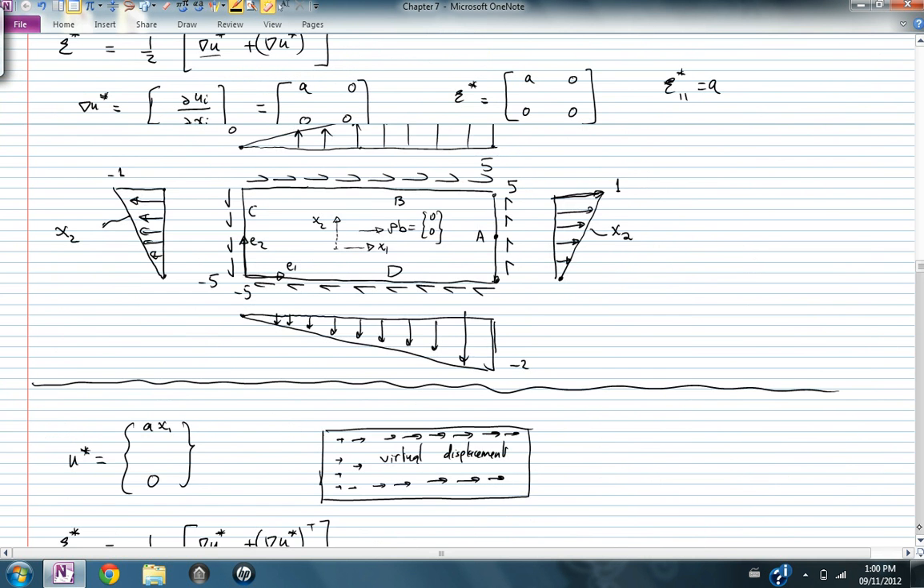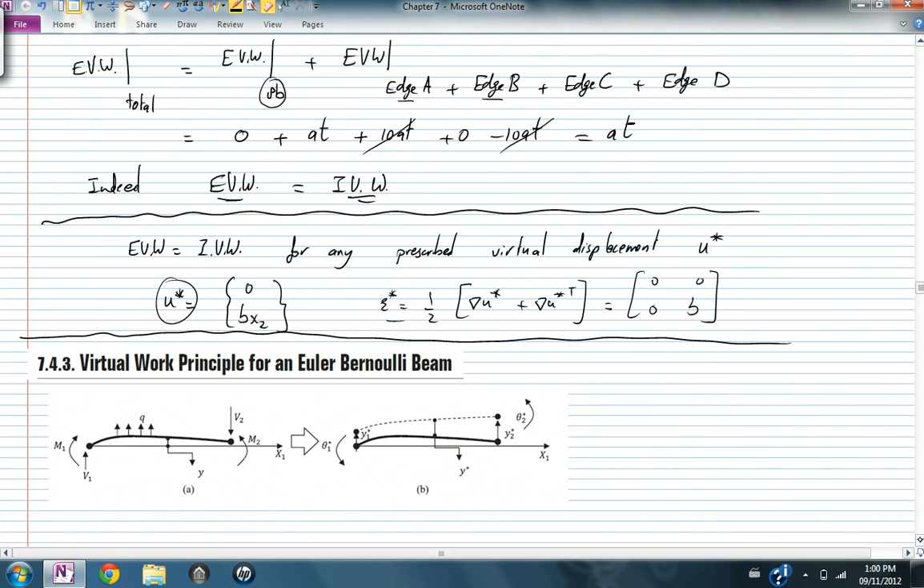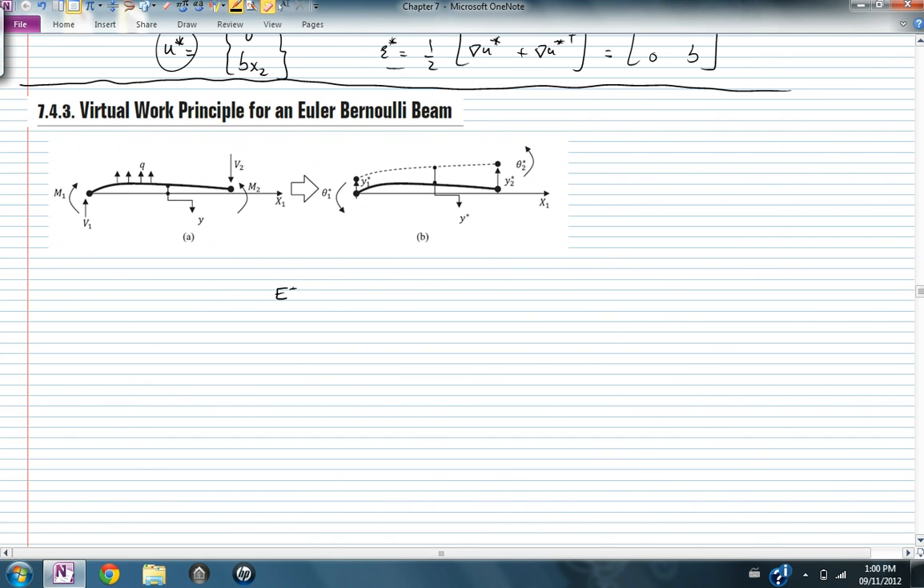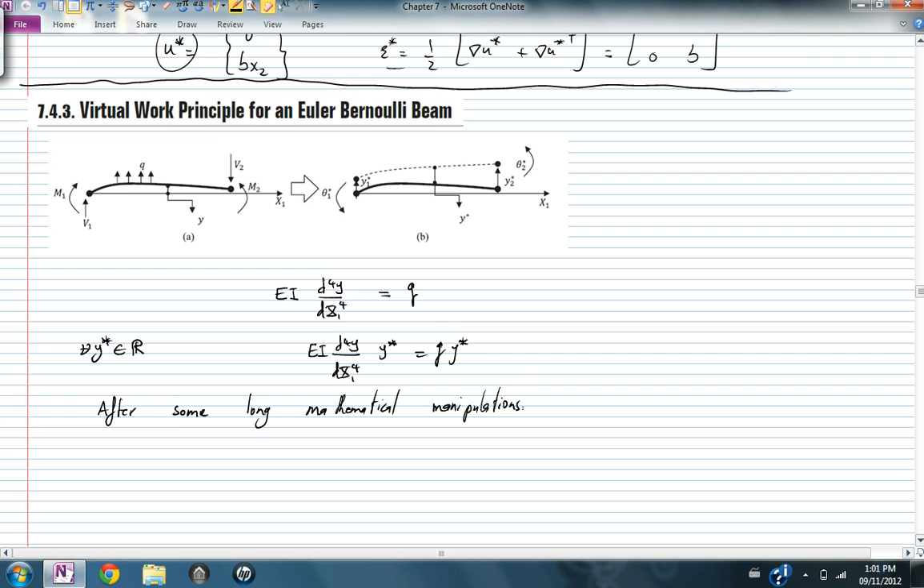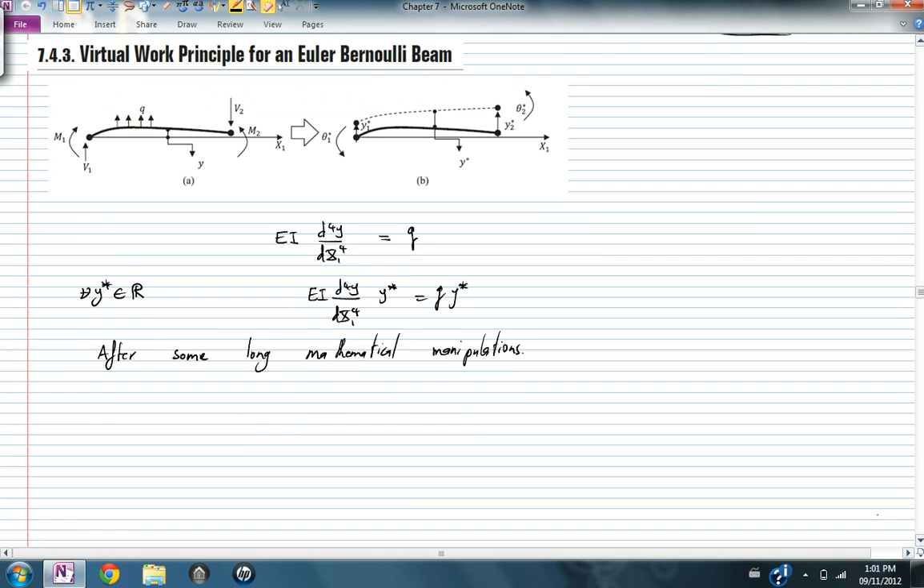In a beam, the equilibrium equations have a different form. It's only one equation, which is EI d4y over dx1 to the power 4 equal to q. Again, if I multiply this by any u star or any y star, which is any real number, you get this. And after lots of mathematical manipulations, you end up with the principle of virtual work.